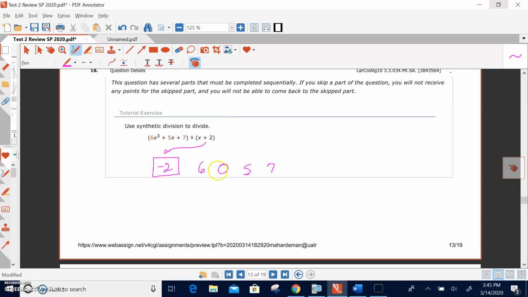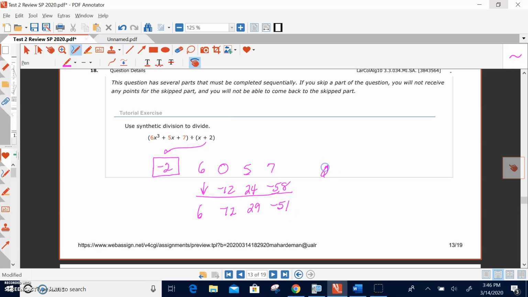So 6x cubed plus 0x squared plus 5x plus 7. And we're just going to drop that 6 and multiply. 6 times -2 is -12. Add that to 0, we get -12. -12 times -2 would be 24, plus 5 would be 29. And 29 times -2 would be -58. And if I add that to 7, I get -51.